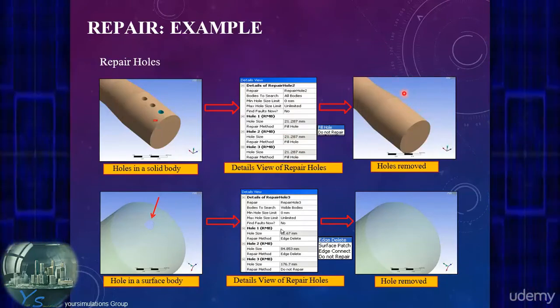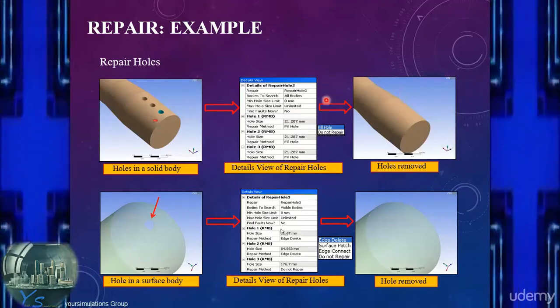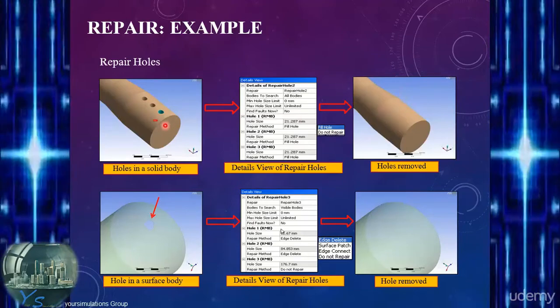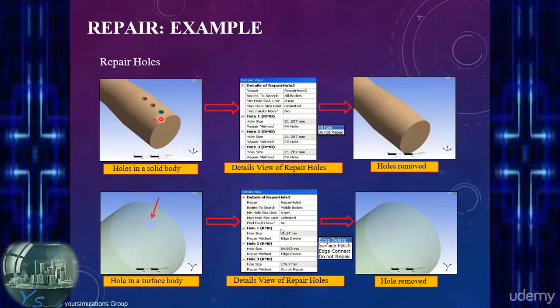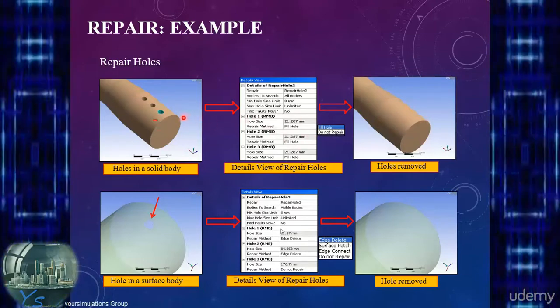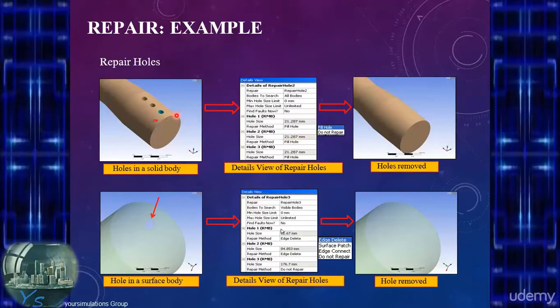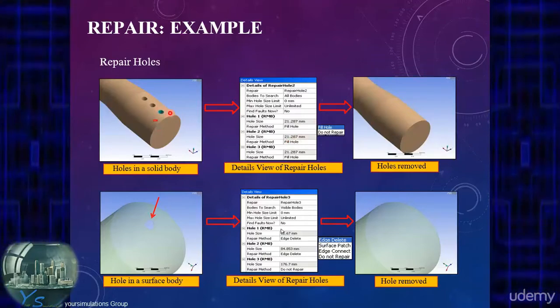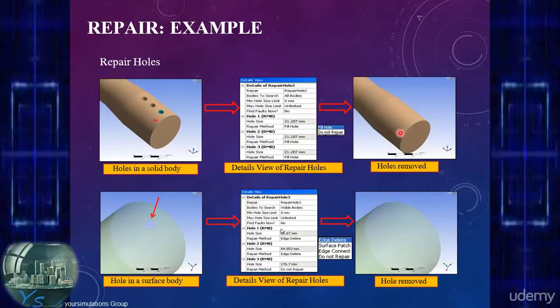It's worth mentioning that we could actually repair these holes by using a face delete command, by selecting all of these internal faces and hitting face delete, and that would also delete those holes as well. But this is quite a useful tool if we had, for example, hundreds of holes, to automatically find holes and fill them all in one operation.